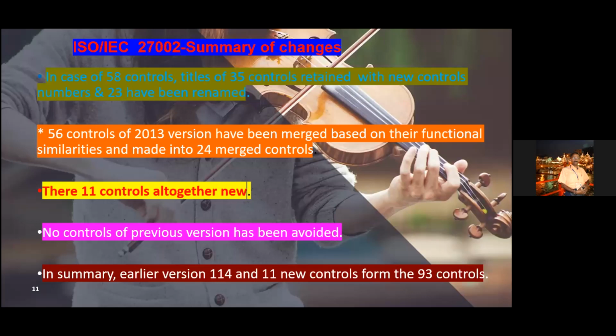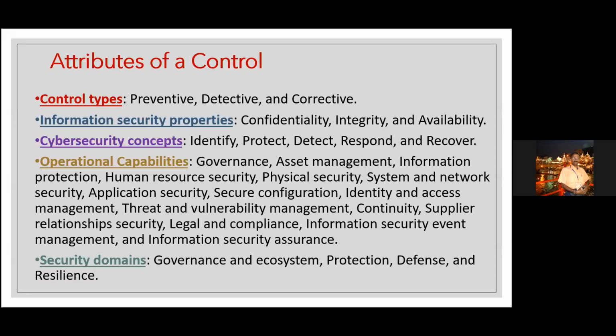But most people have a misconception that the number of controls has come down. It's not true. No control of 2013 was avoided in the new version. Effectively, when the new version comes into force, we need to implement 125 controls altogether, 114 of the 2013 version and 11 new controls. I attended 2-3 webinars before my preparation. In one of them, the presenter said that 16 controls have been avoided. That is not the true picture of the document.